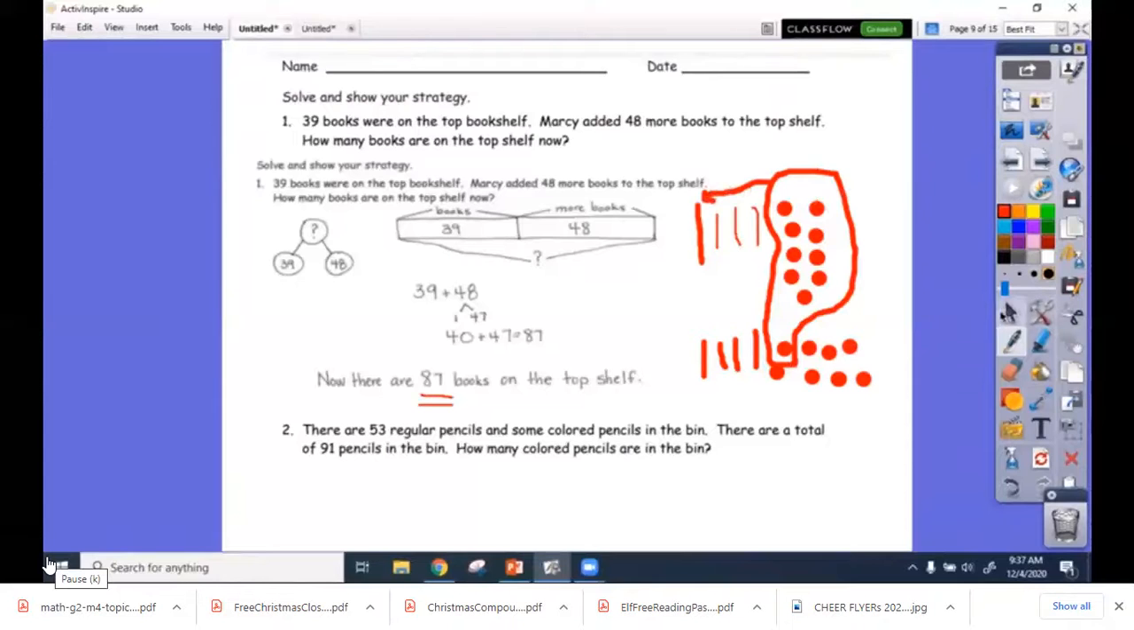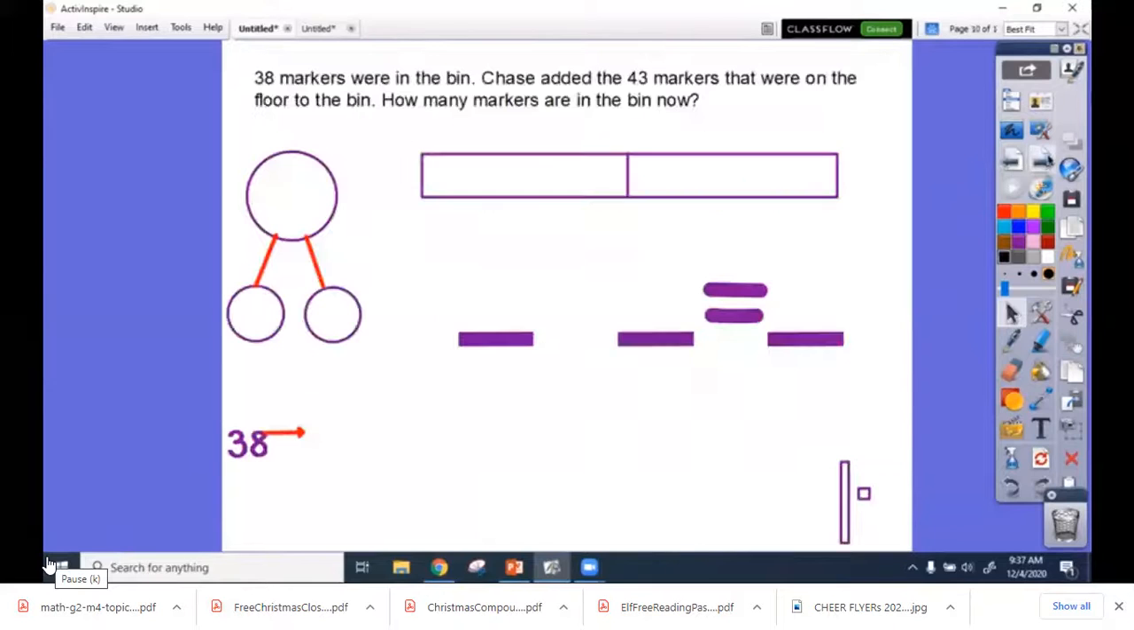So you're going to work through these word problems. You're going to take your time and read each problem 2 times. Decide on a way to show me your thinking with your picture, and then you will go from there.